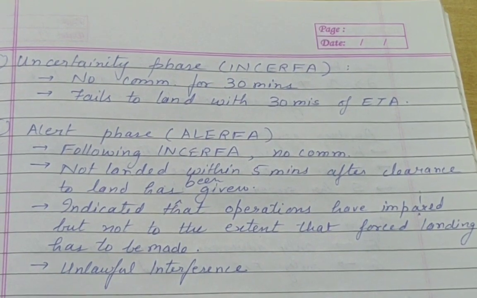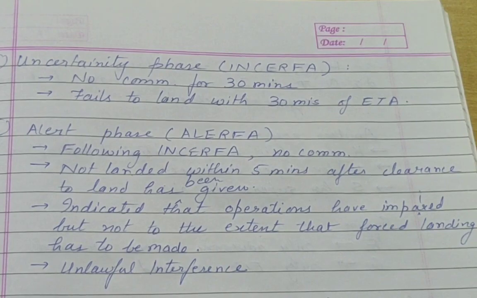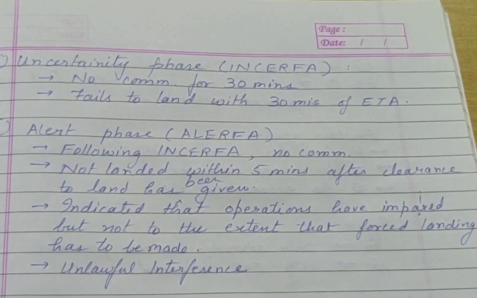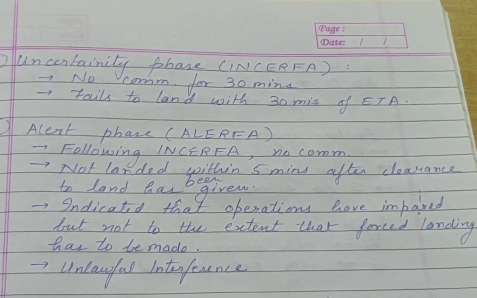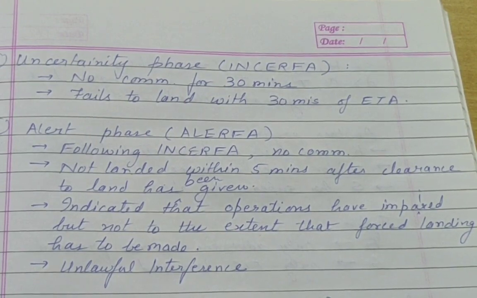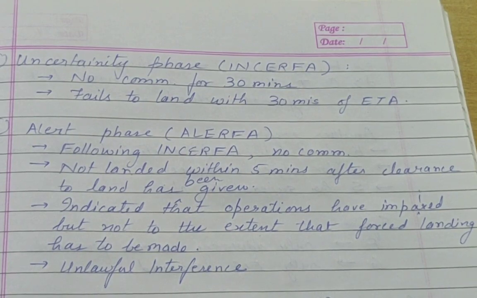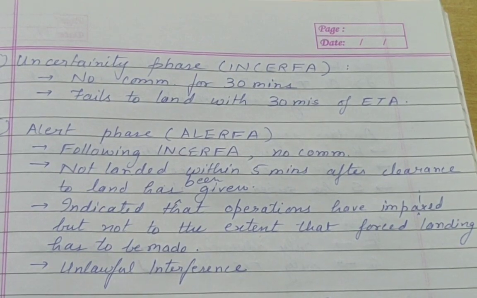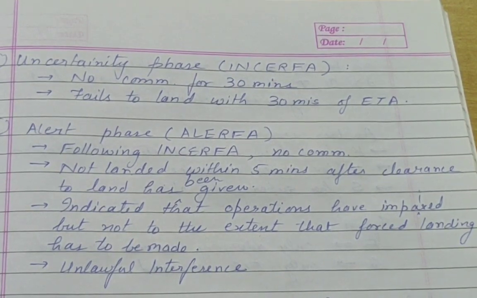Next point is the alert phase. So the alert phase follows the uncertainty phase. No communication has been established, and it has not landed on the runway within 5 minutes after the clearance has been given to land. And also if it has been sensed that the operation of that aircraft has been impaired, but not to the extent that it will have to make a forced landing. And also it is known as the alert phase if any unlawful interference has happened in that flight.